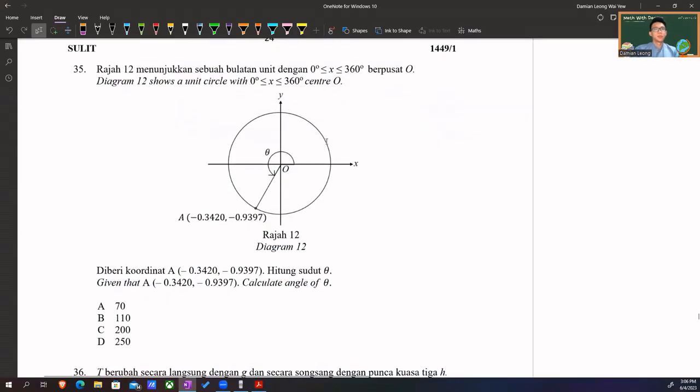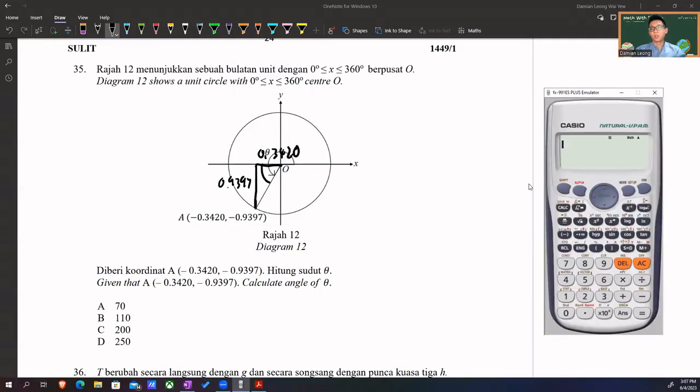Question 35. Diagram 12 shows a unit circle with x more than or equal to 0, less than or equal to 360, center O. The coordinate of A is this, calculate angle theta. So I can find this angle by splitting like this. This is 0.9397. This is 0.3420. I find this angle by using opposite over adjacent, tangent.